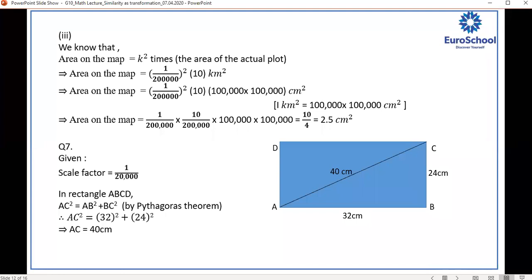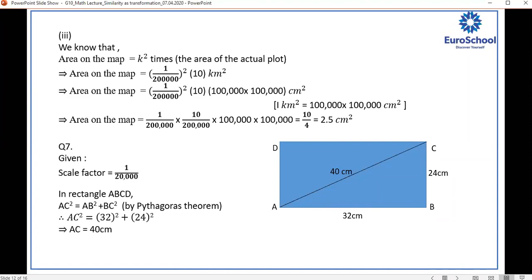In the previous part, they had given us a small section, that 3 centimeter square is on the map, and we found the area in actual. Now they are saying in actual the area is 10 kilometers square. What is the area on the map? Understood? Yes, ma'am. Area on map is equal to k square times area of the actual plot. So k is the scale factor: 1 upon 2 lakh square into 10 kilometers square.